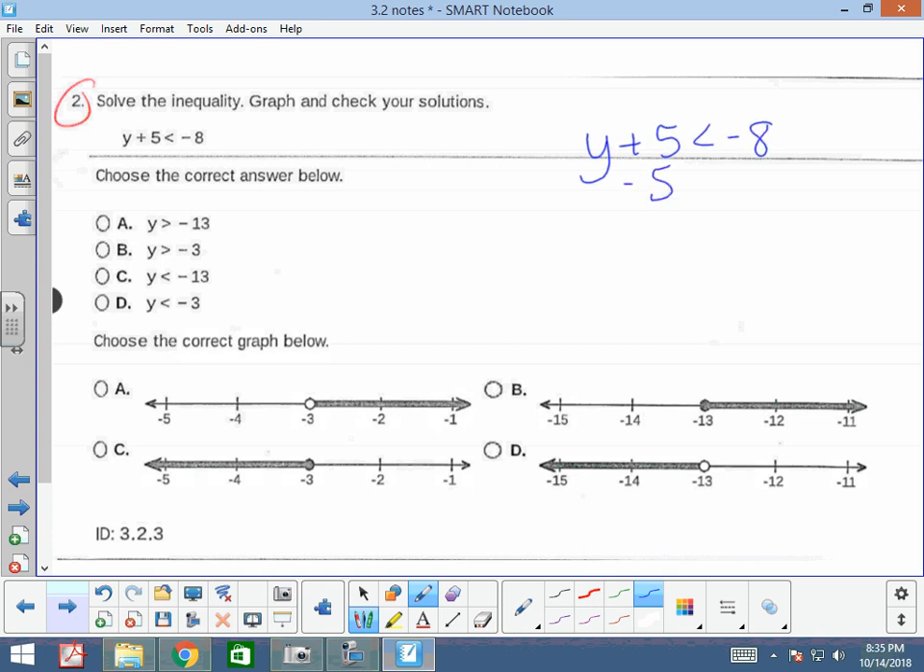So we're subtracting 5 in order to get y by itself. Negative 8 minus 5 is negative 13. Again, there's going to be a hole. Negative 13 is not included, and it's going to the left. Oops, I forgot, right here too. Okay, so first fill in the multiple choice, and then you get to pick the graph.